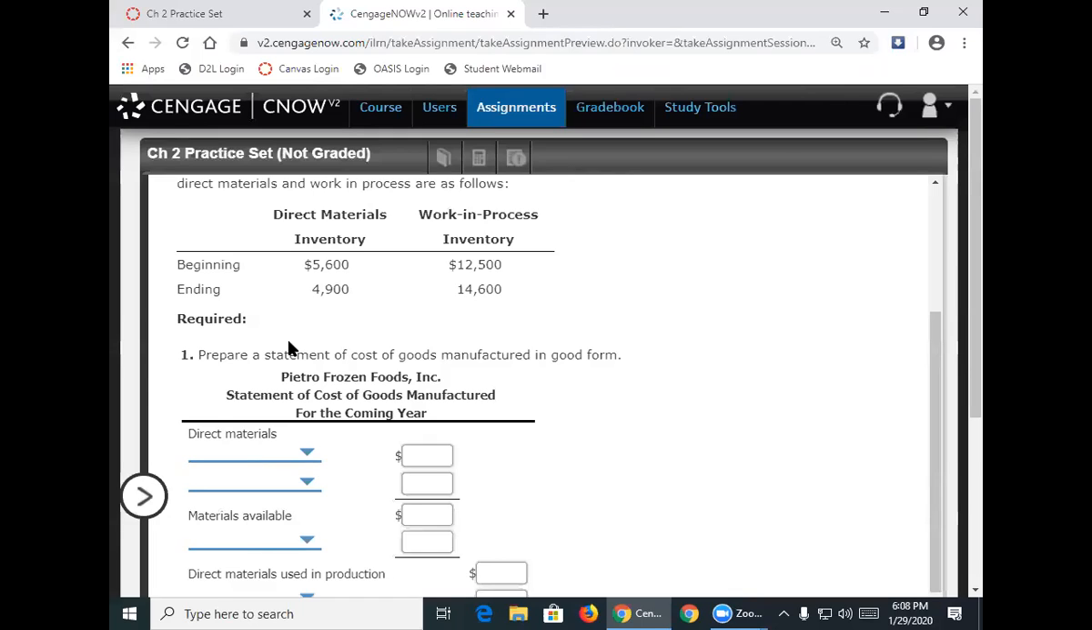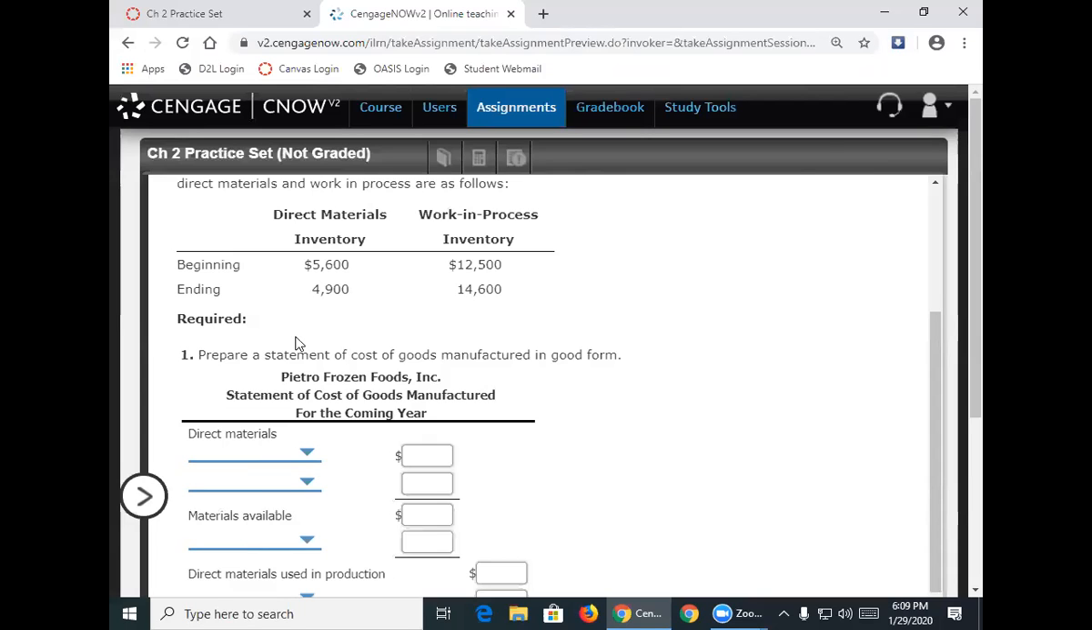So materials shows a beginning balance of $5,600. And I'll go ahead and put the ending balance. The ending balance is $4,900. And then work in process has a beginning balance of $12,500. And an ending balance of $14,600. Okay.